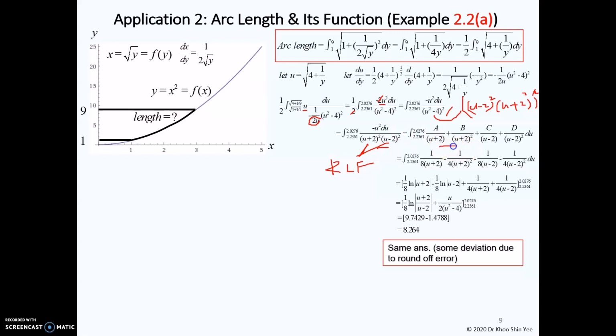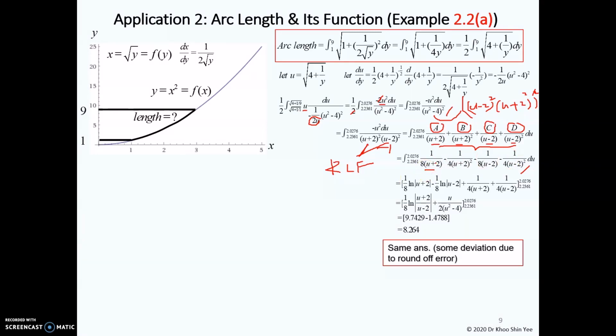Therefore, we can write it in the partial fraction form like this, where you have the u plus 2 squared. In the linear factor, you have u plus 2, so this is the unknown coefficient A. u plus 2 squared, this is the unknown coefficient B. So you repeat the same procedure for the u minus 2 squared here, where you have the u minus 2 and u minus 2 squared with the corresponding C and D unknown coefficients. Then you can find the unknown coefficients A to D here by using the partial fraction method. So this is the answer.